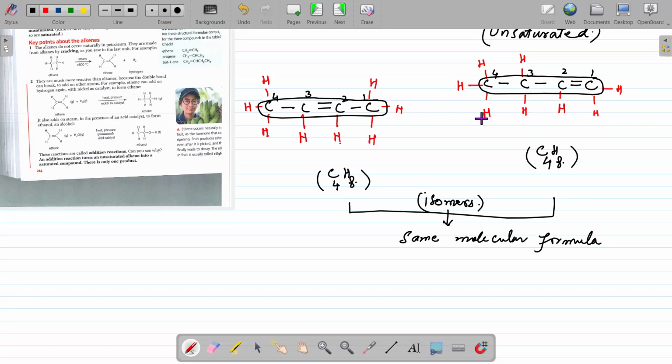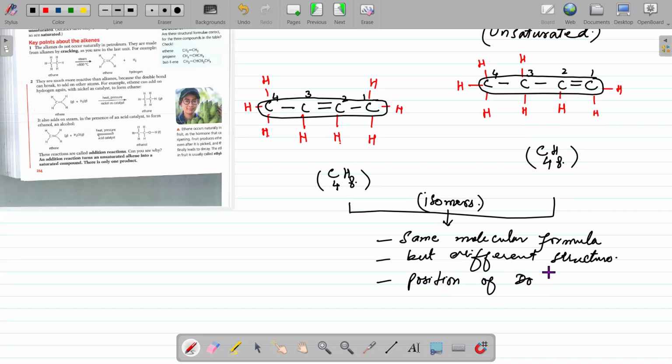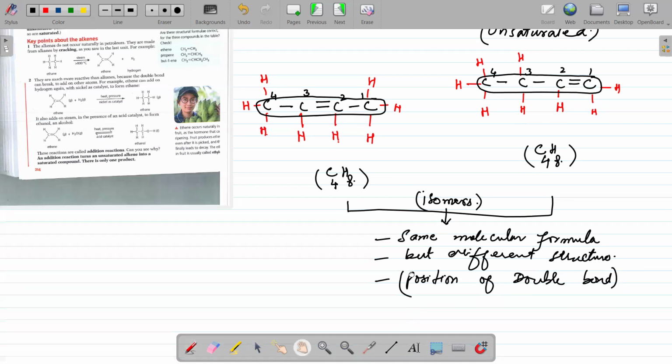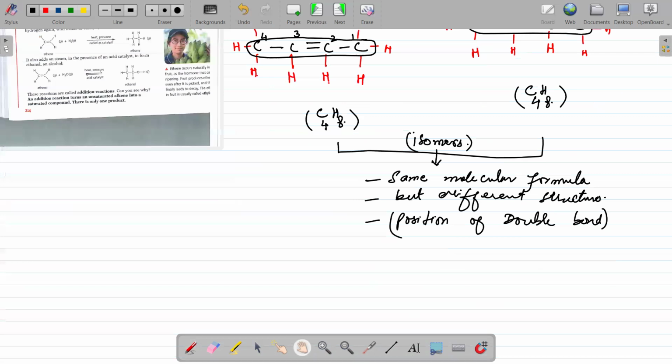But they have difference in their structure. Same molecular formula, but different structure. Clear? And what difference in their structure we can see here? The difference in structure is the position of double bond, right? Okay, if they have this type of difference, so this type of isomerism is also known as position isomerism.